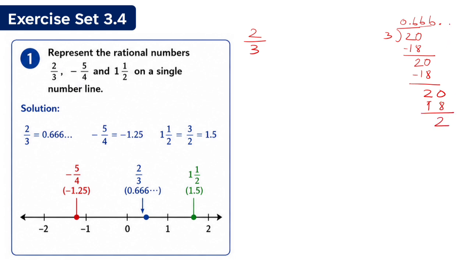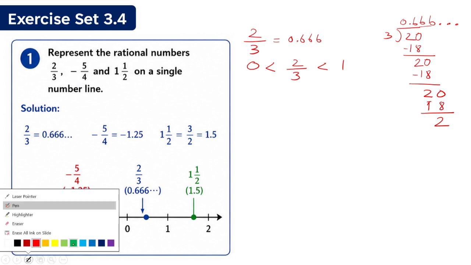So this is a non-terminating and repeating decimal, and hence they are rational numbers. So this is 0.666. So you can understand that this number 2 thirds is going to lie between the interval 0 and 1, because it is a proper fraction.